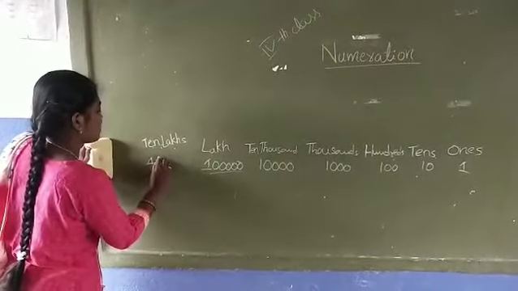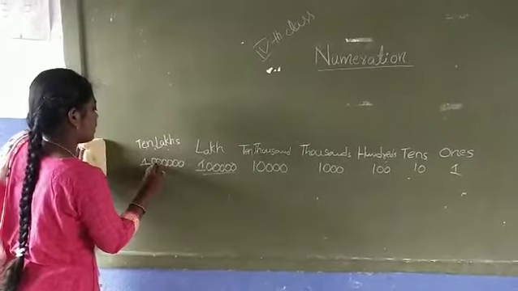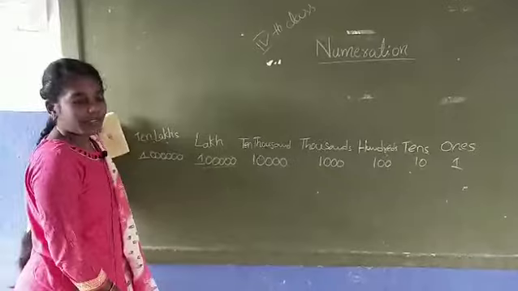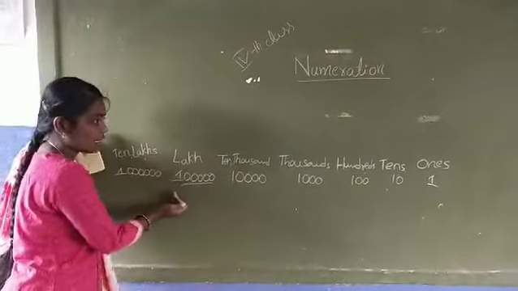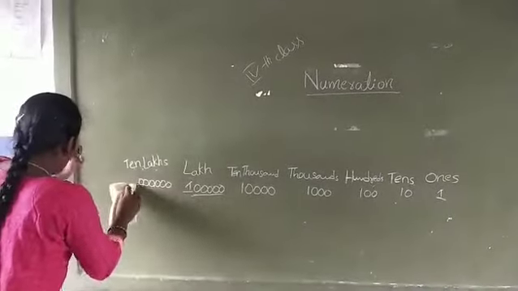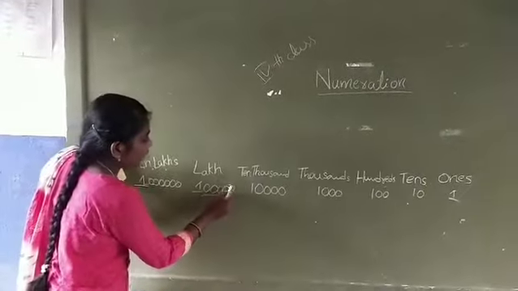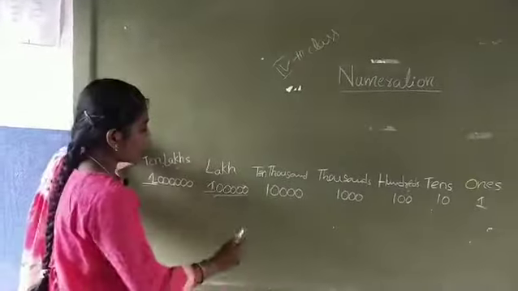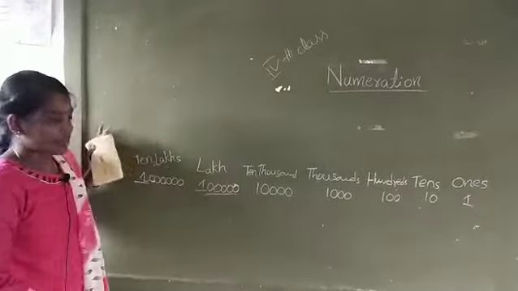If the number of digits in a number increases, then the place value chart extends to its left. And one more thing, if any digit in a number increases, it extends to the left.